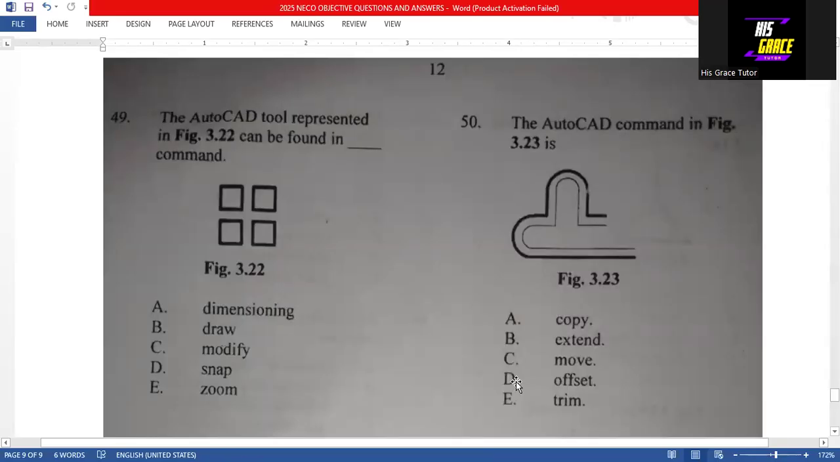So we have been able to answer questions 1 to 50 for this year's 2025 NECO examination questions.